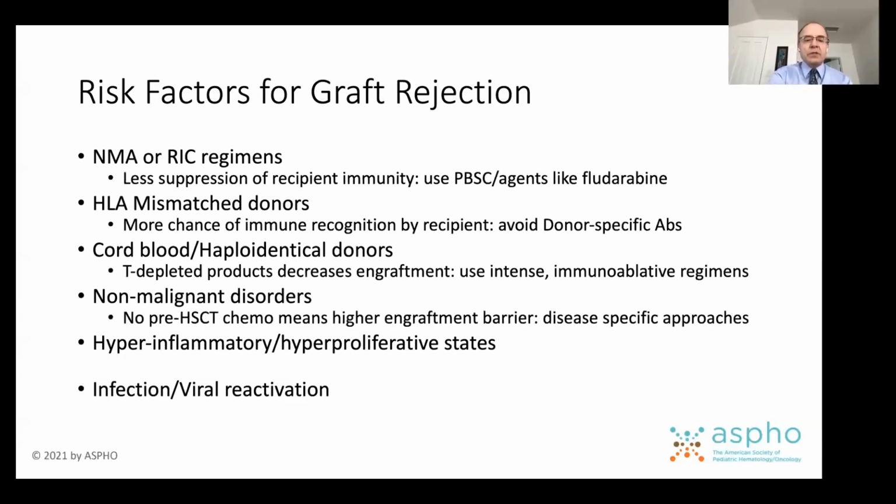We do less suppression and use PBSC grafts for the non-myeloablative groups. We have more of a chance of immune recognition of the recipient by donor-specific antibodies, so we make sure that there are no donor-specific antibodies. For cord blood and haploidentical donors, we use intense immunoablative regimens for non-malignant disorders.